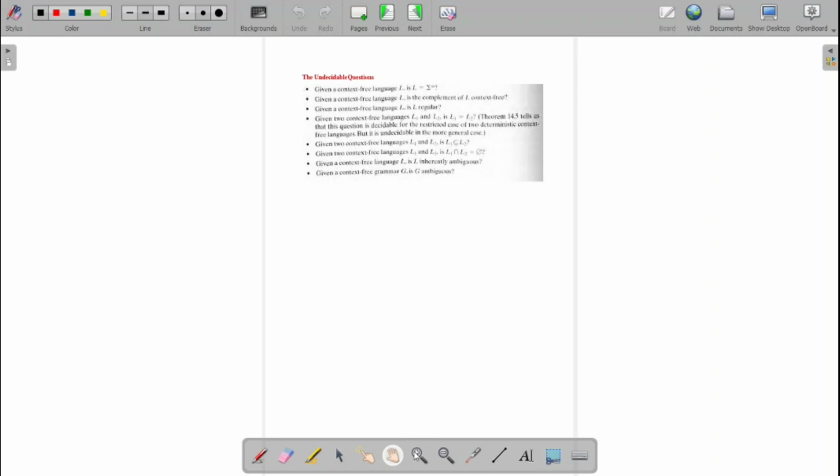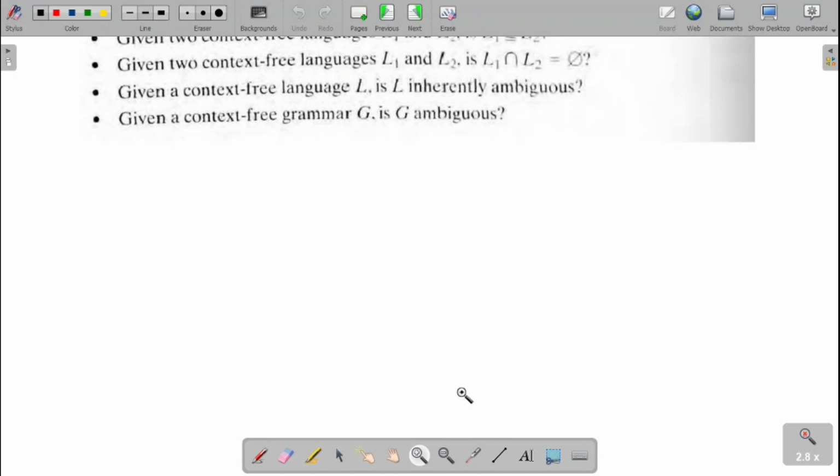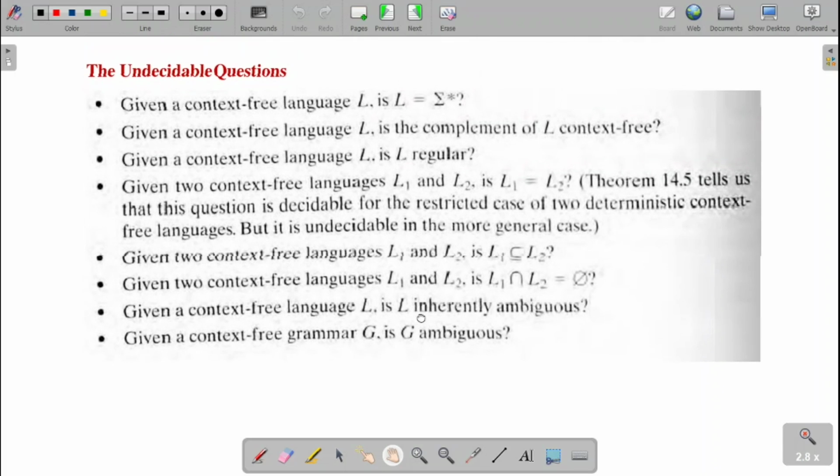Then the next topic. When we have decidable problems, in the same way we have undecidable problems also. There are some undecidable questions for which we are not able to come to a final conclusion. First class of language: whether L equals sigma star. Second: complement of L. Suppose I have a production A derives AA, B, C, then the reverse of it, the complement of L.